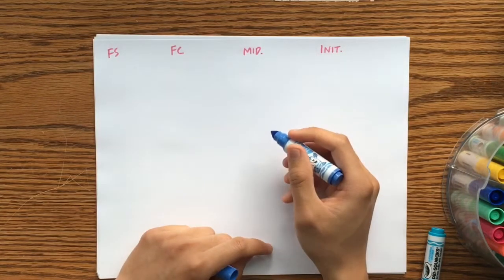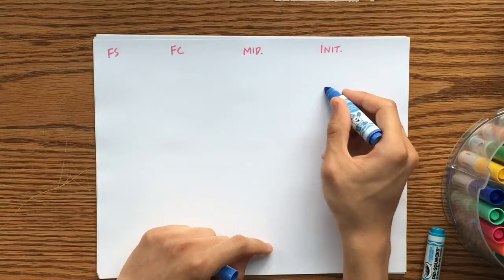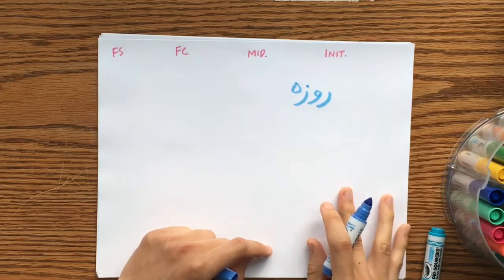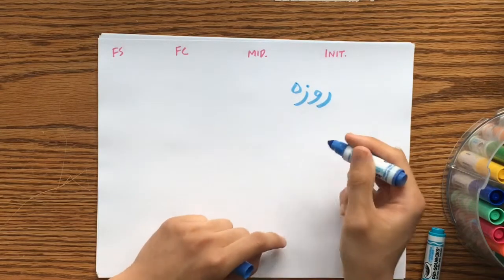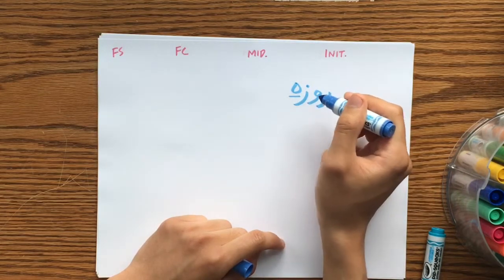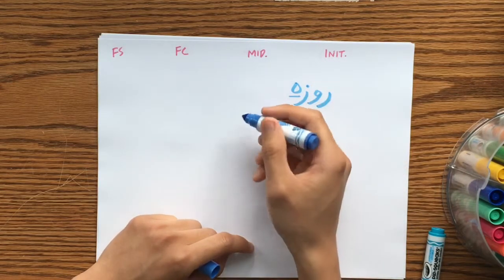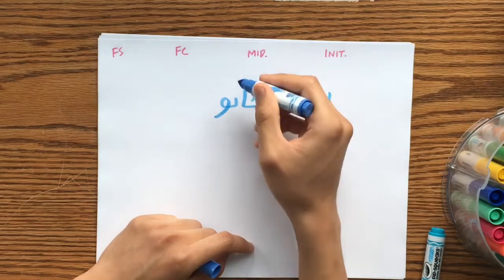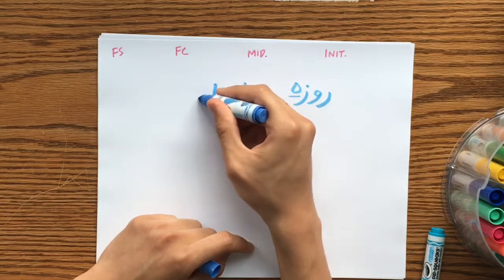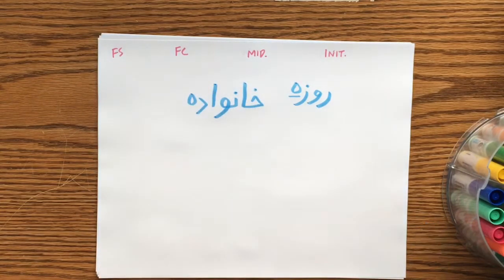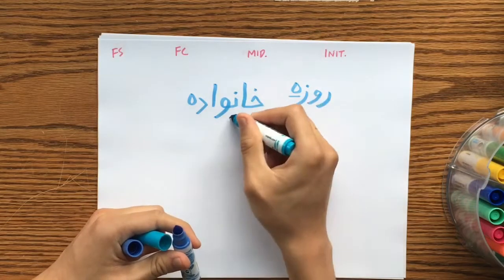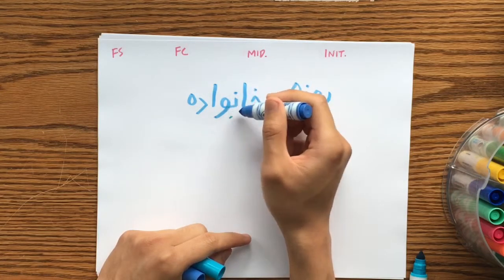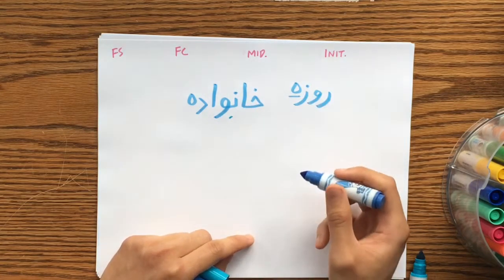So I'll give you an example. So the word ruze, which means fasting, like not eating food or water. So now it's making eh instead of he. Ruze, khanevade, which means family. You have your invisible E down here. See, that's what it looks like when E is in the middle. You don't write a different letter, you just assume there's a sound there. Khanevade.